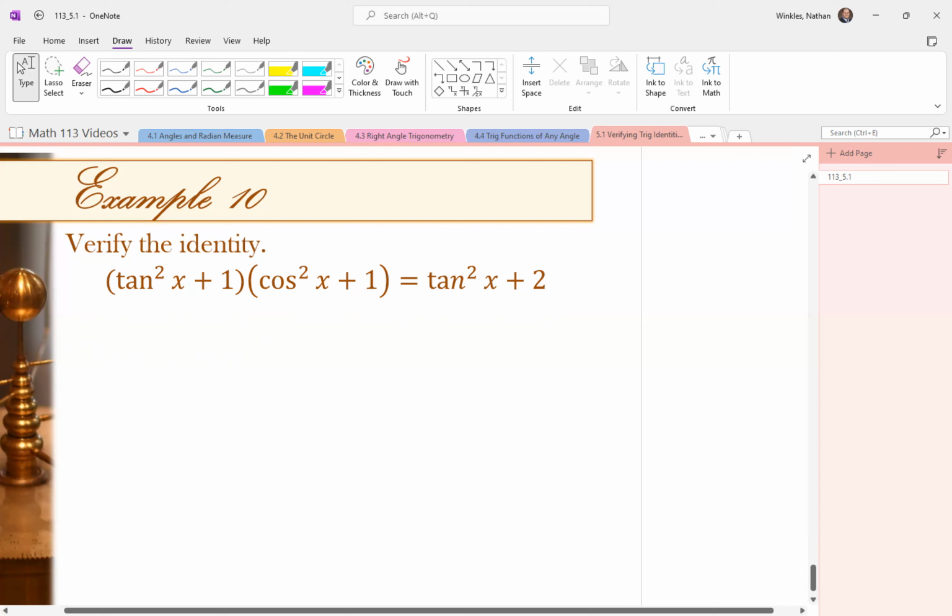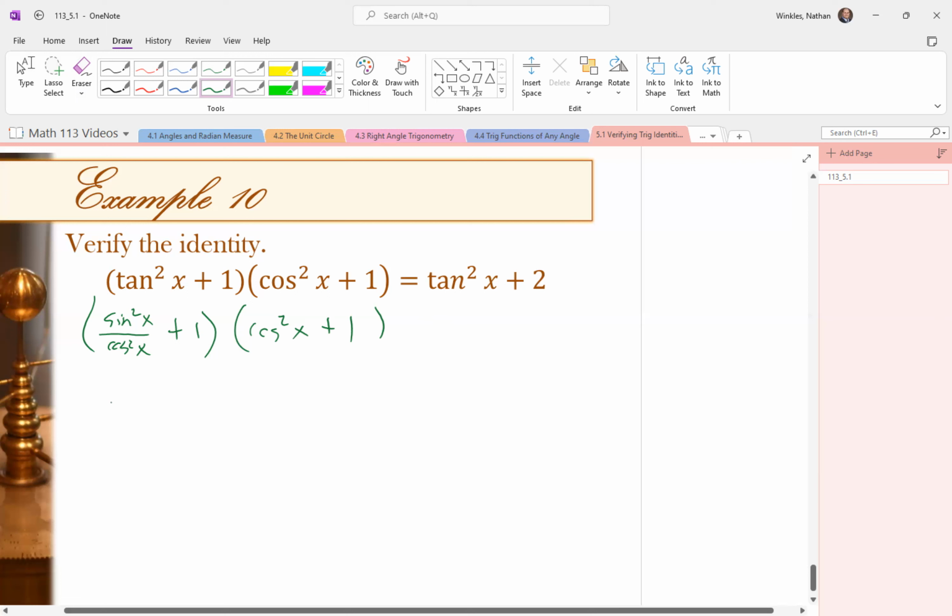So there's a couple different ways that we can try this one. We can either break it back down into sines and cosines, or we can leave it and see what we end up with here. I like the sine and cosine way. So this becomes sine squared x over cosine squared x plus 1. And then we have our cosine squared x plus 1. My right-hand side, we'll leave the right-hand side alone for now. I don't like playing with both of them at the same time.